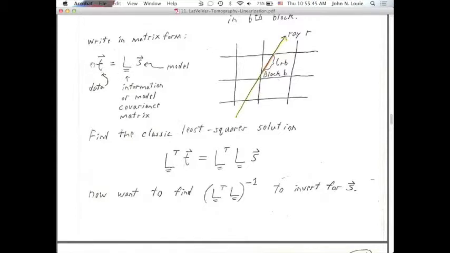So we've pre-multiplied both sides of this matrix equation by L transpose. L transpose times the data vector T is equal to L transpose L, and that square matrix applied to S. Now we want to find the inverse of L transpose L. At least it's possible now because we have a square matrix.